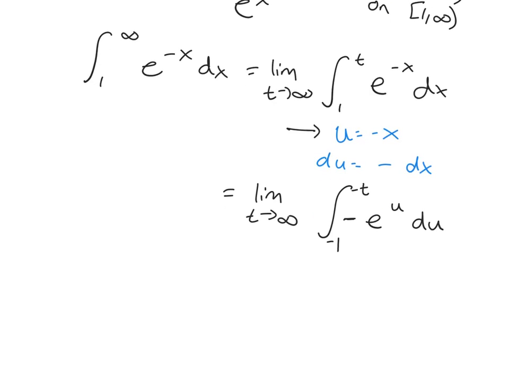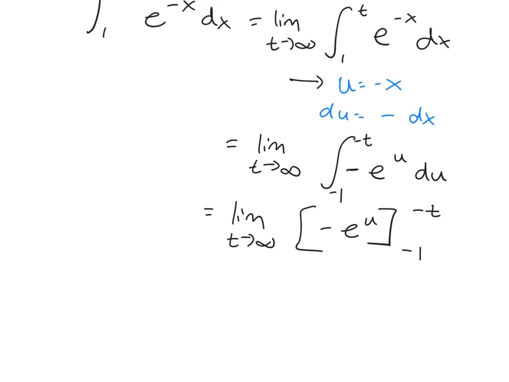What's the integral of e to the u? E to the u. So negative e to the u. And then I'm just going to plug in my numbers and calculate this limit. Okay? So let's plug in the numbers. It's negative e to the negative t minus a negative, so it's plus e to the negative first. That's what I need to calculate the limit of.